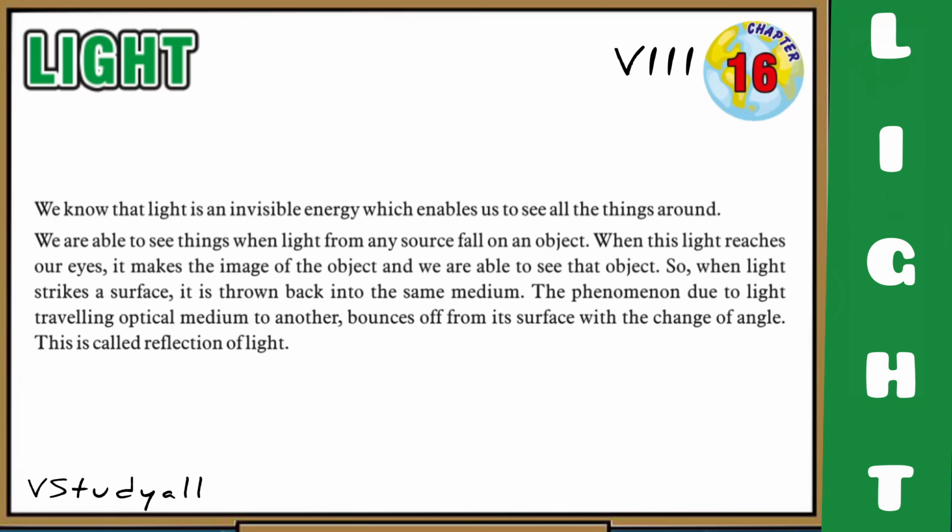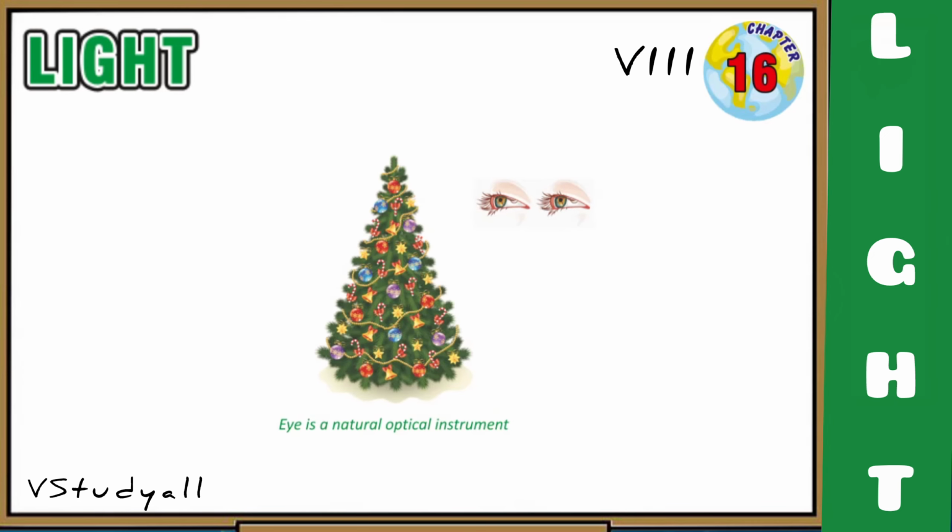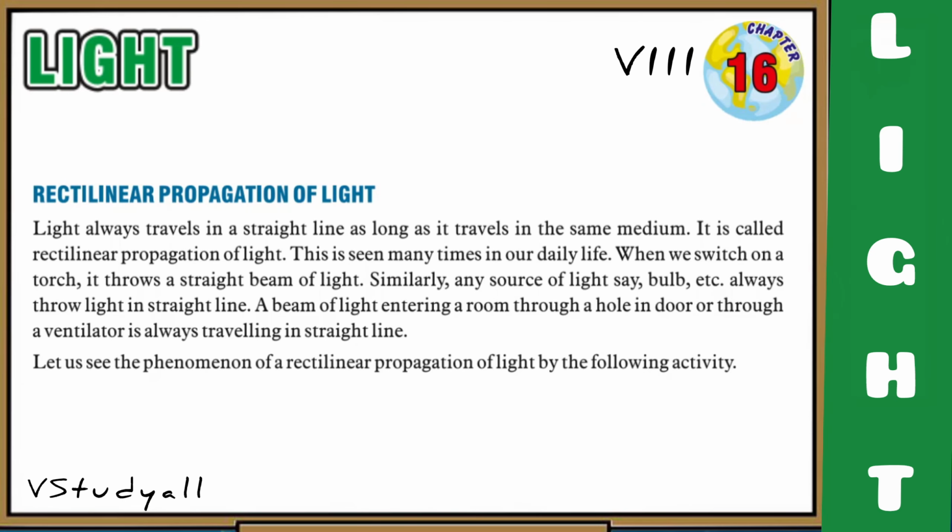The phenomenon due to which light traveling from one optical medium to another bounces off from its surface with the change of angle is called reflection of light. So see the picture in which you can see that the eye is a natural optical instrument. So now let's look at rectilinear propagation of light.